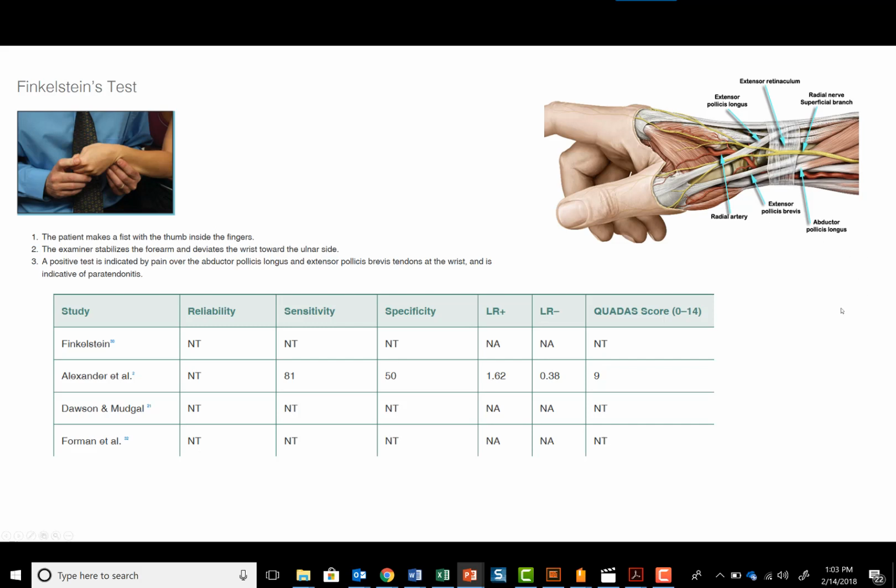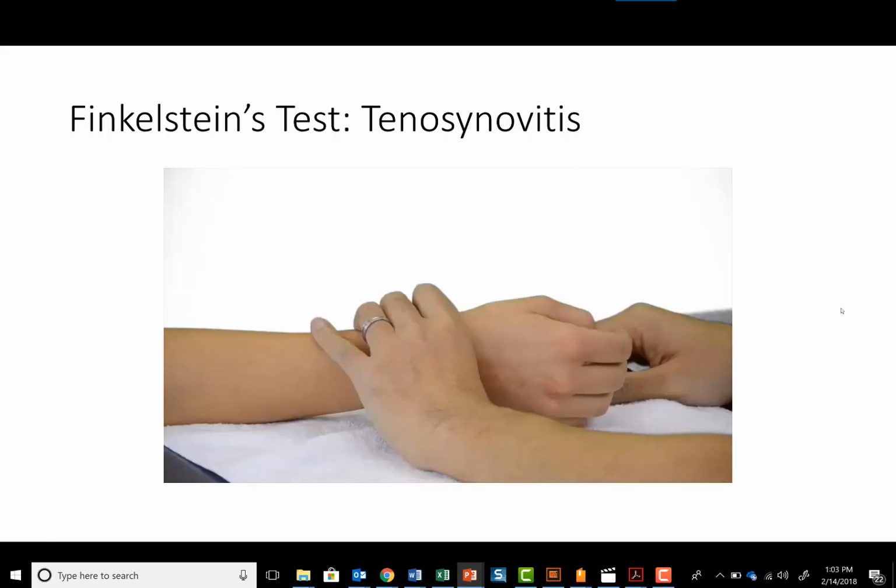Finkelstein's test is usually what we use. It's not a great test, so often we're going by signs and symptoms. Here's a picture of Finkelstein's, which I will show you in lab, which is not working at the moment.